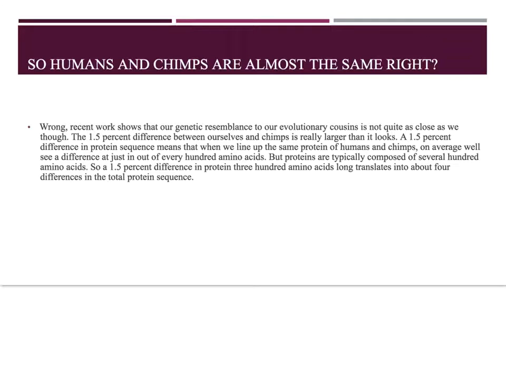For instance, a 1.5% difference in protein sequences means that when we line up the same protein of humans and chimps, on average, we'll see a difference at just one out of every 100 amino acids. But proteins are typically composed of several hundred amino acids. So a 1.5% difference in a protein 300 amino acids long translates into about 4 differences in the total protein sequence.